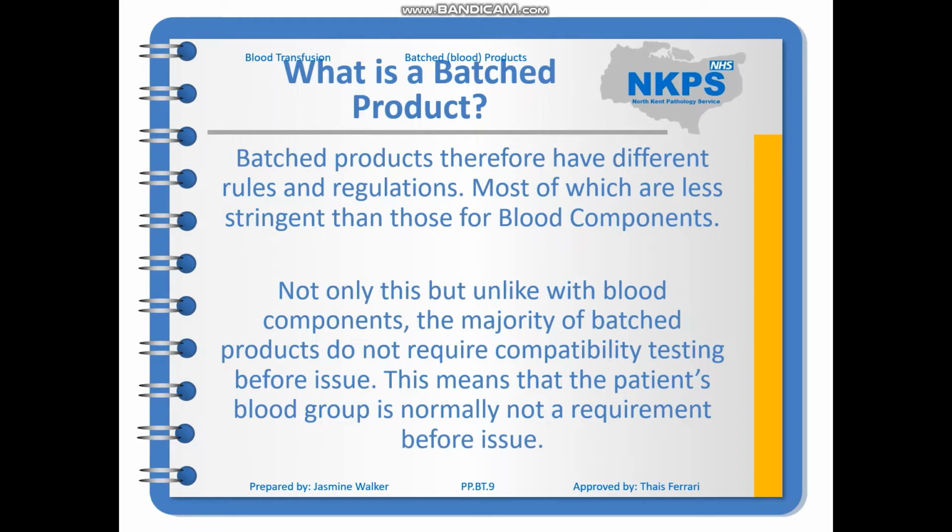There may be some circumstances where we ask for one, and that's because in order for that patient to require the batch product, they're probably going to be in a place where they're bleeding and therefore may require blood. So we might ask for a group and save sample so that if they need the blood, we can provide it. But for most batch products, we do not need a group and save sample before issue.